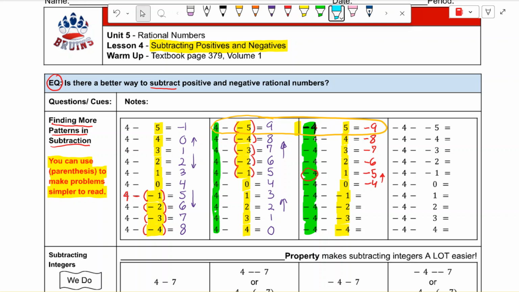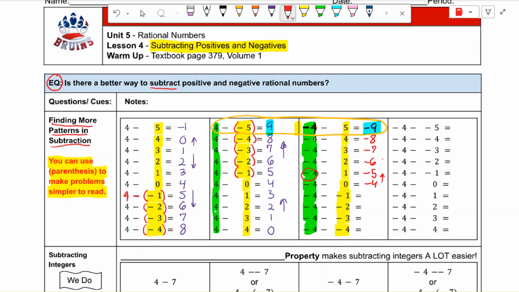The answers to those two are 9 and -9. And look how similar they are. They both have 4s and 5s. They both have minus signs, and there are some negative signs, but they're in different places, and it produces different answers. So let's finish this column that we're working on.